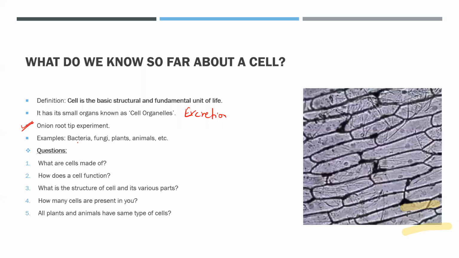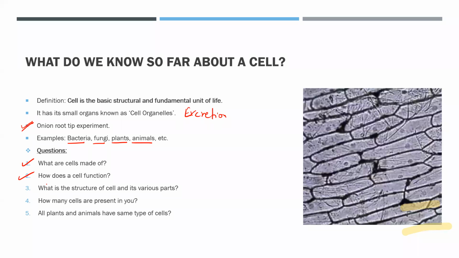There are several examples of organisms which are composed of cells, for example bacteria, fungi, plants, animals. All of these have cells. What type of cell they have is another matter, but they have cells. Now the questions that must come are: what are cells made up of? We will answer this in this chapter. And how does a cell function? This question will also be answered. Next, what is the structure of a cell and its various parts? We will study the components of the cell.